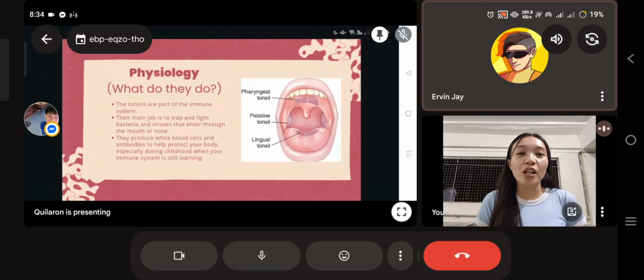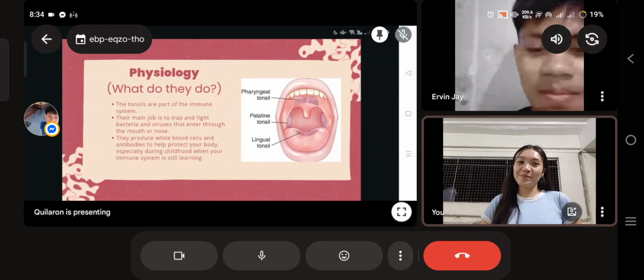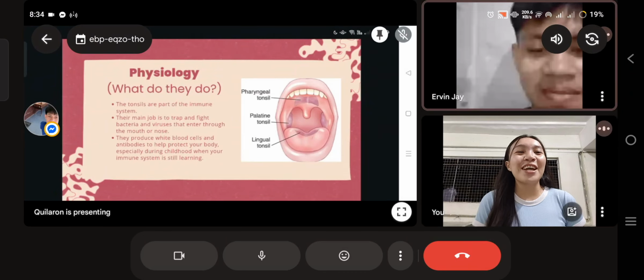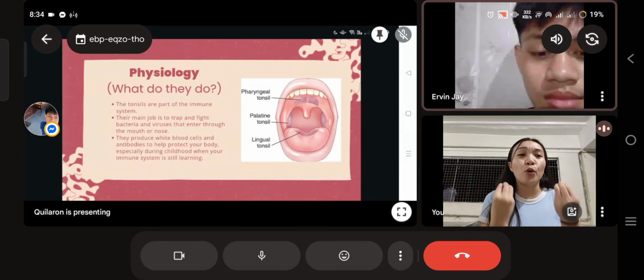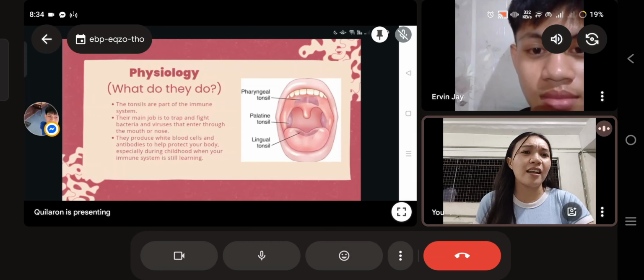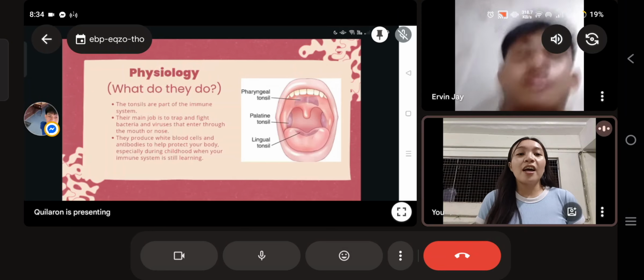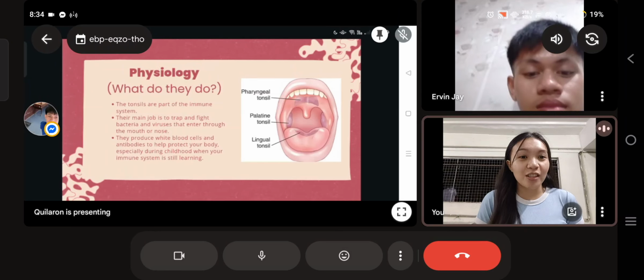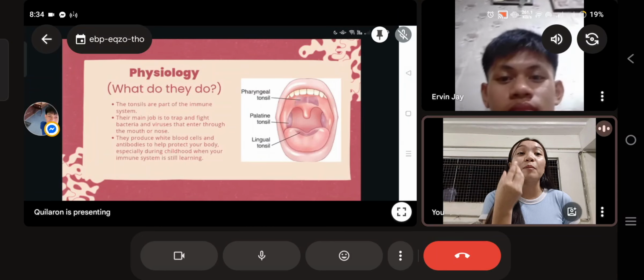Let's proceed to the physiology of the tonsil. Any idea what is physiology? What does physiology mean? Okay. When we say physiology, it is what they do. So basically, unsay pulos aning tonsil. Okay? The tonsils are part of the immune system as what we have talked about earlier. Their main job is to what? To trap and fight bacteria and viruses that enter through our mouth and nose.